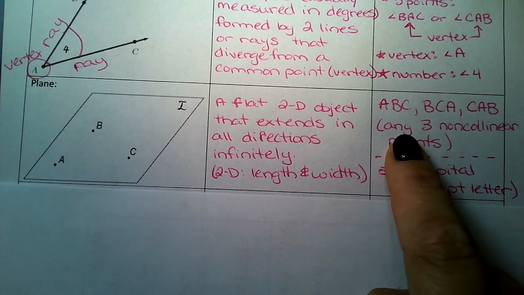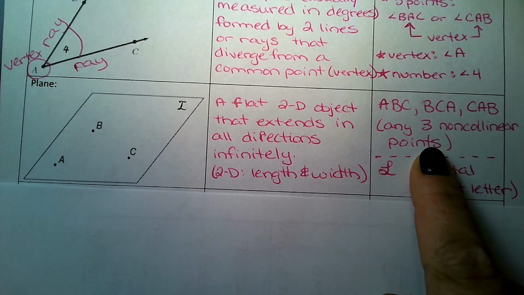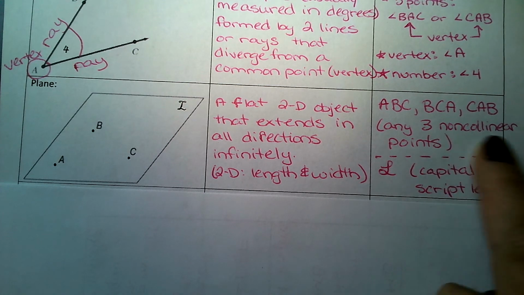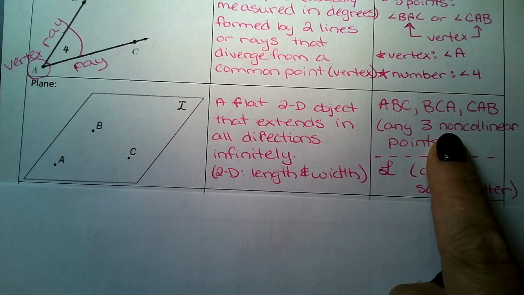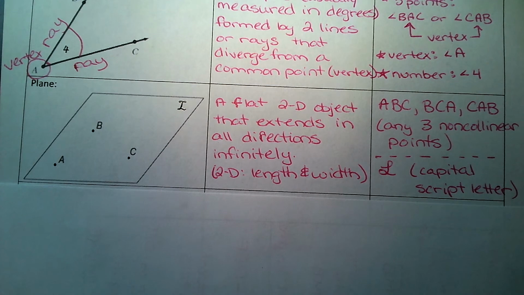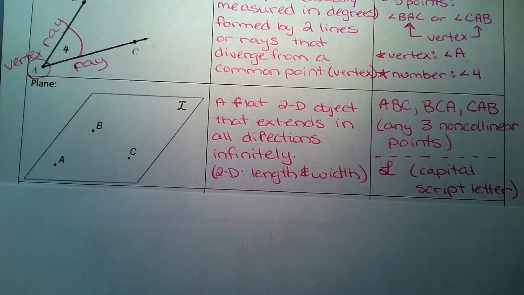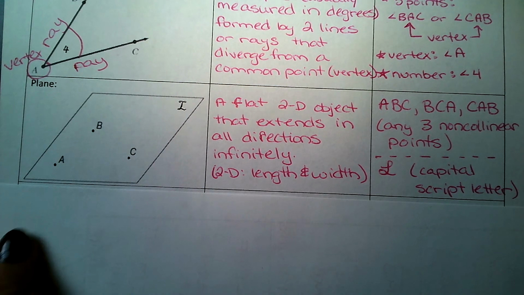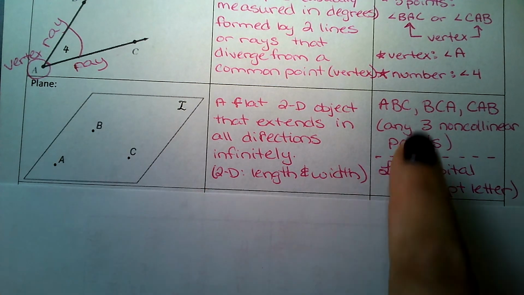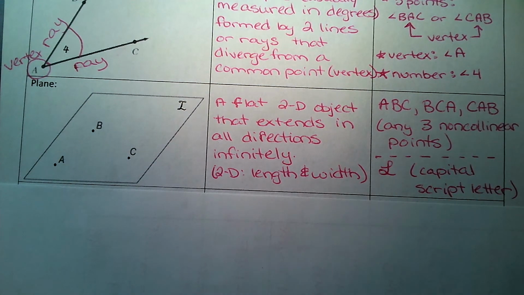You could use any 3 non-collinear points to name a plane. Now, non-collinear is a fancy word that means any 3 points that are not in a straight line. So over here I've got point A, B, and C. Okay, they're not in a straight line together. And these 3 points can be listed in any order to name the plane. So I could call it plane ABC, or plane BCA, or plane CAB. Any 3 non-collinear points will name a plane.